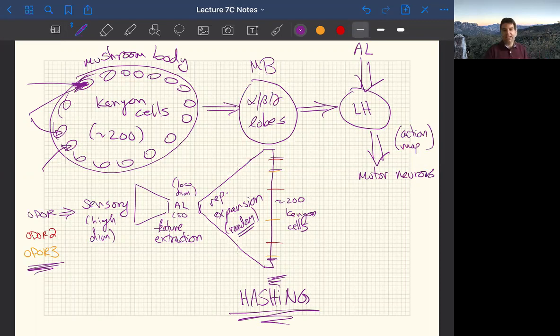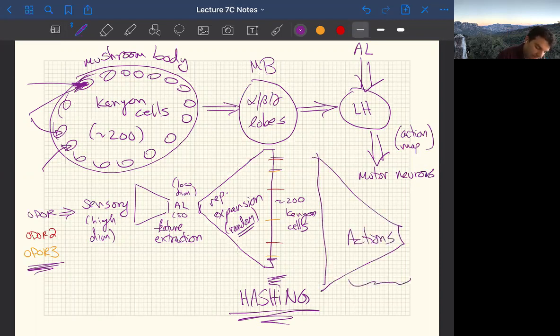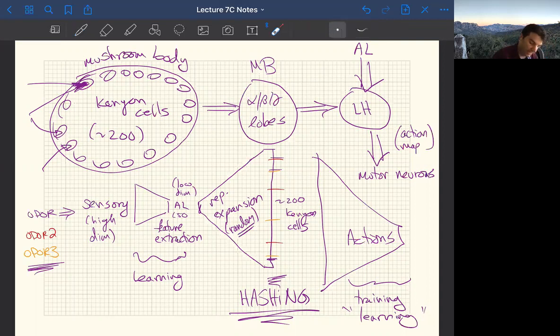And so we think that this thing here gets mapped down into actions. And this is where we think a lot of the training or learning is going on. So we think there's learning going on here at the level of learning which features to extract. And we think that there is learning going on here, trying to learn what representations to turn into actions, which actions to use. Do I turn left? Do I turn right?